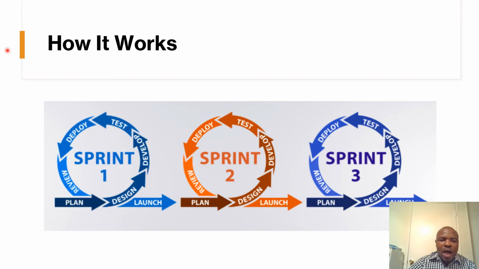How Agile works. So when feedback is received, there is a repetition of all phases of software development. That is an iteration of the phases of software development in the first sprint, second sprint, third sprint, and so on.